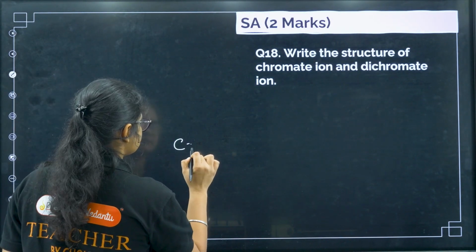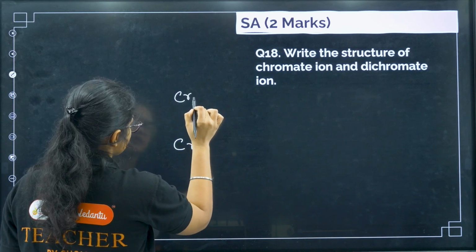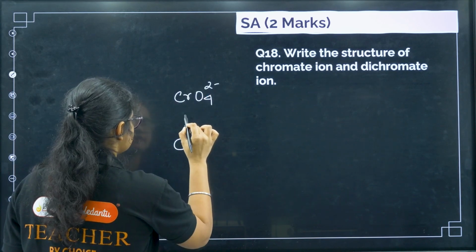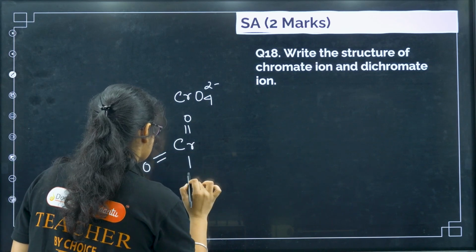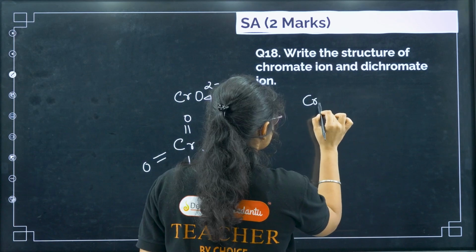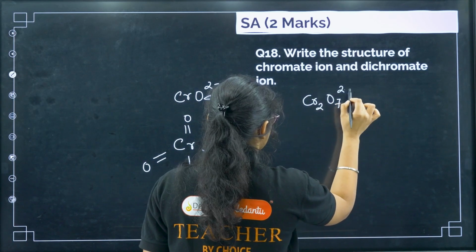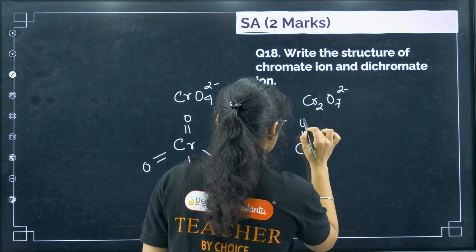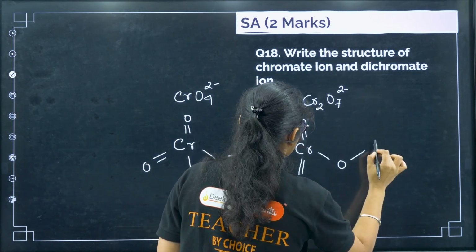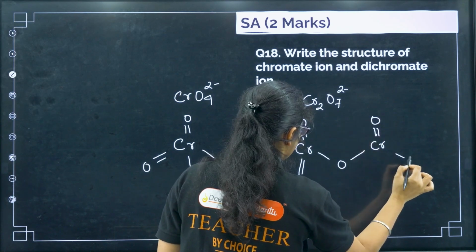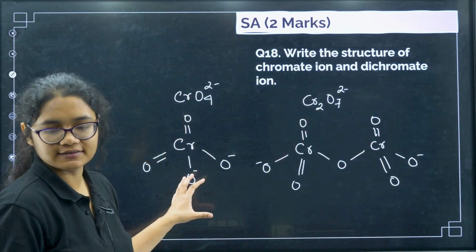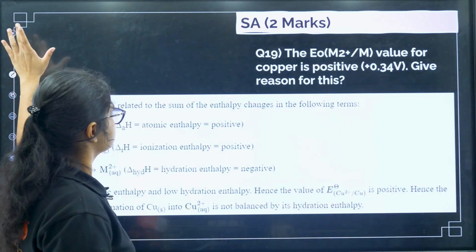Next, structure of chromate and dichromate ions. So I can write like this. Chromate is CrO4 2 minus, right? So it is like this. Okay, chromate, and dichromate is Cr2O7 2 minus. So you have like this. Okay, clear? So this is your dichromate and this is chromate, both are tetrahedral structure.